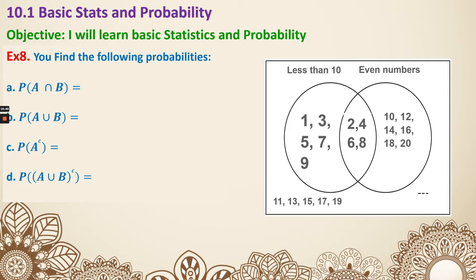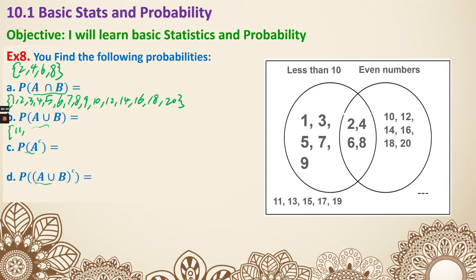Next, example 8. Probability of that. We have talked about all of these sets already, so let's just quickly recap. A and B: 2, 4, 6, 8. And A or B, that would be quite a bit: 1, 2, 3, 4, 5, 6, 7, 8, 10, 12, 14, 16, 18, 20. The complement of A would be 10, 11, 12, 13, 14, 15, 16, 17, 18, 19, and 20.